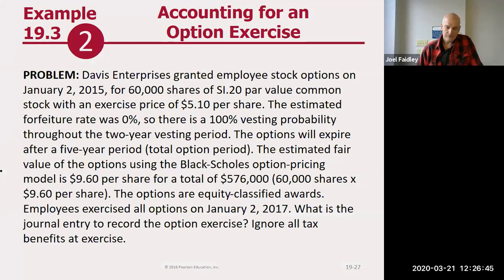All right, what about an option exercise now? Davis Enterprises granted stock options on January 1 for 60,000 shares for, that looks like $1.20 per share. The estimated forfeiture rate was 0, so there's 100% vesting. Estimated fair value of the options, 576, so they're using the same information, good. All right, what is the journal to record the option exercise? All these options were exercised on January 2nd, 2017. All right, which is 2 years. 2-year vesting.